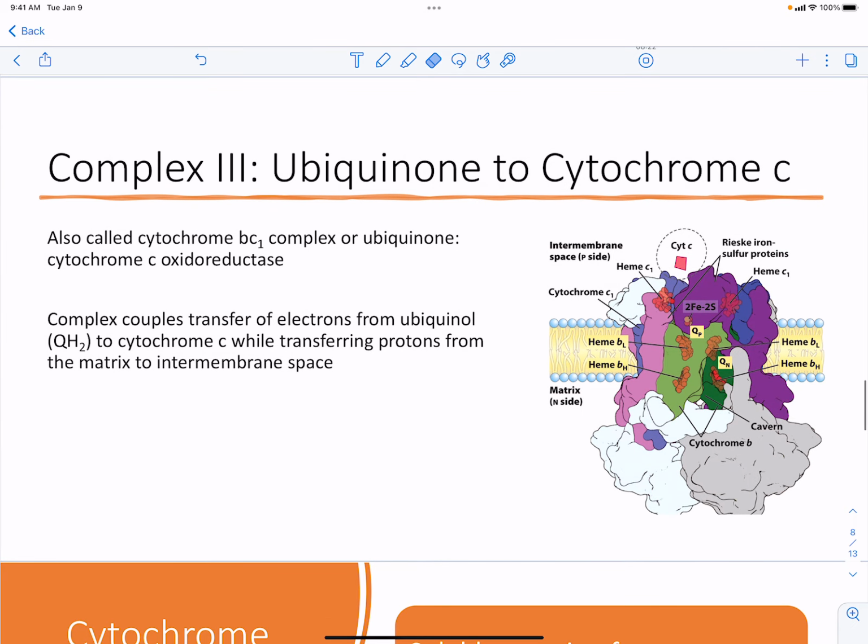Now the ubiquinone is going to pass its electrons to complex 3. Your complex 3 is also called the cytochrome bc1 complex or ubiquinone-cytochrome c oxidoreductase. It's going to transfer electrons from ubiquinone, QH2, to cytochrome C as it's transferring protons from the matrix of the mitochondria to the intermembrane space.